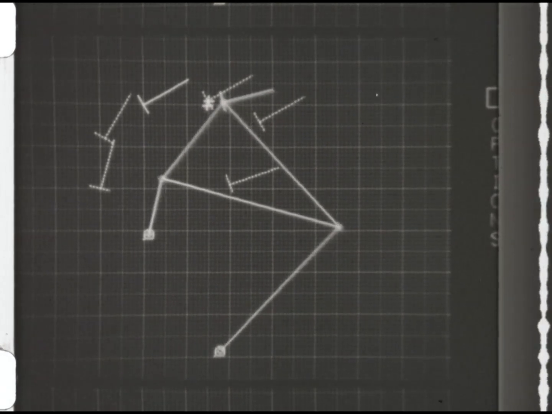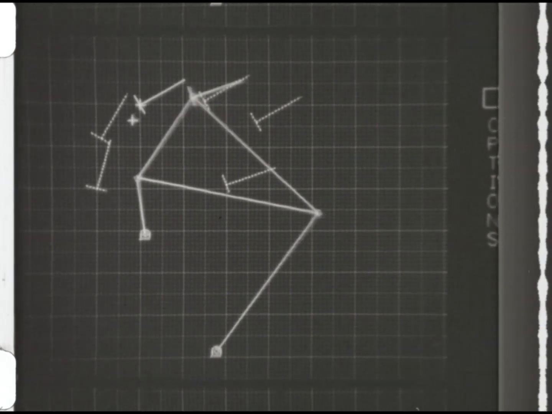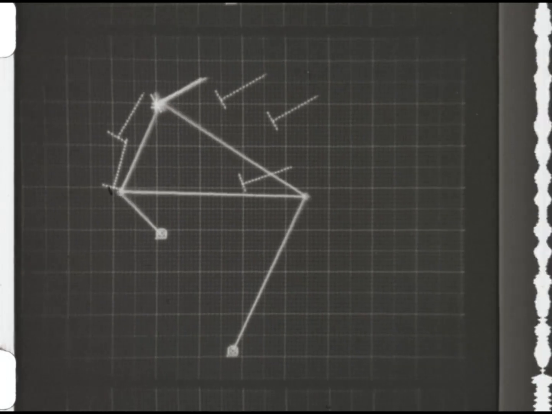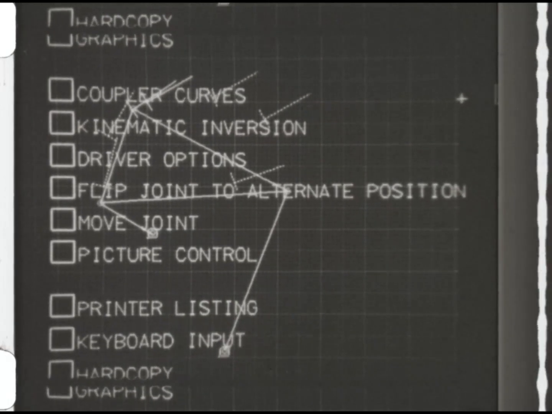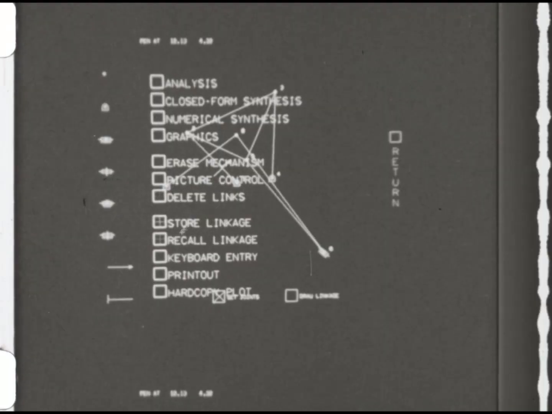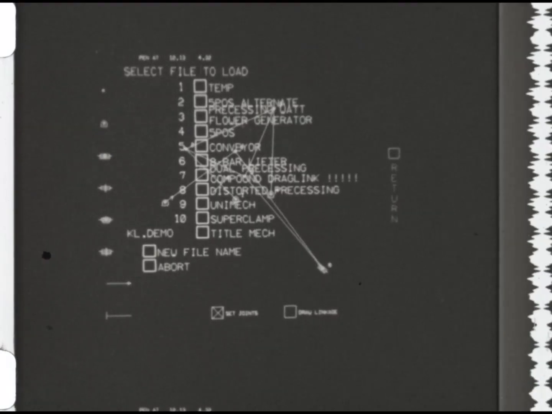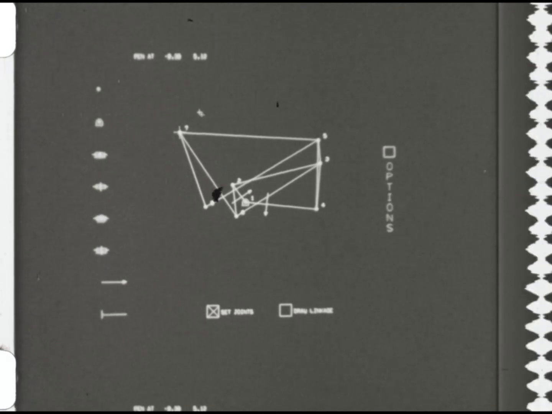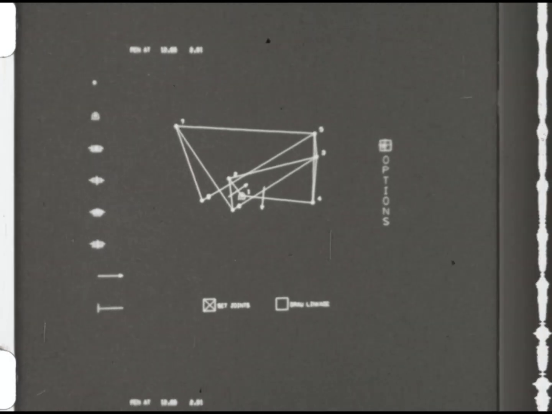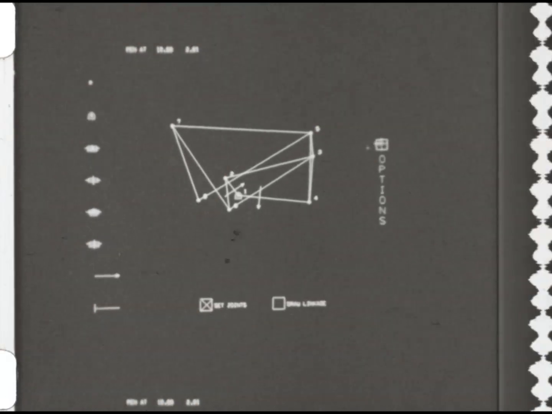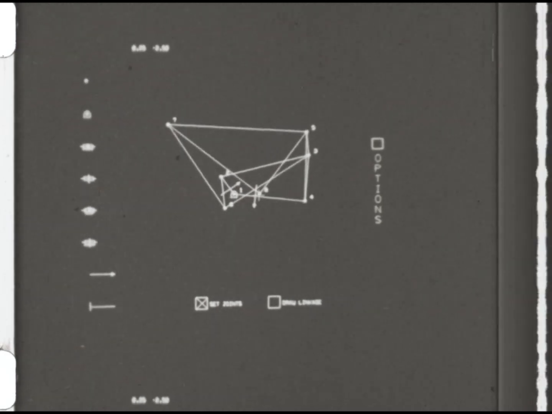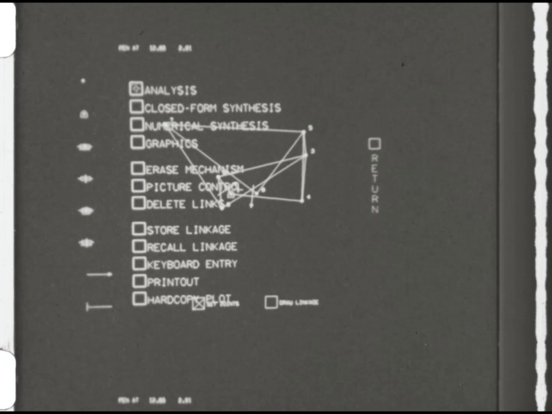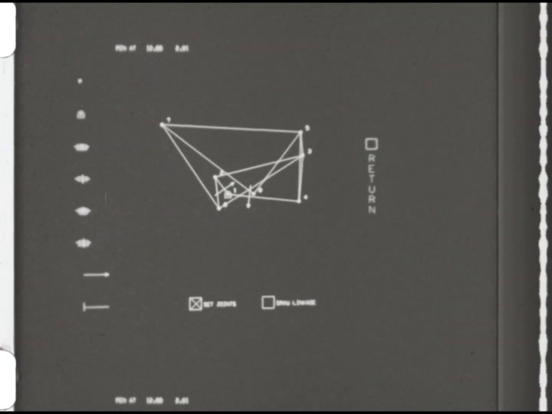Now there's another capability that we have with this program, and that is we can store away mechanisms for future reference, or we can recall mechanisms that we had designed earlier and stored on the disk. Here's a bivariate, or 2-degree of freedom mechanism, which I had designed a few days ago, and I can change its proportions slightly and then analyze it and show its performance.